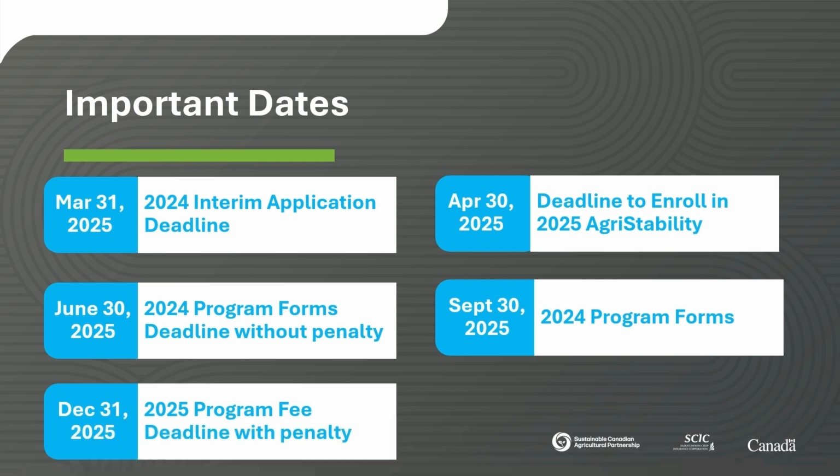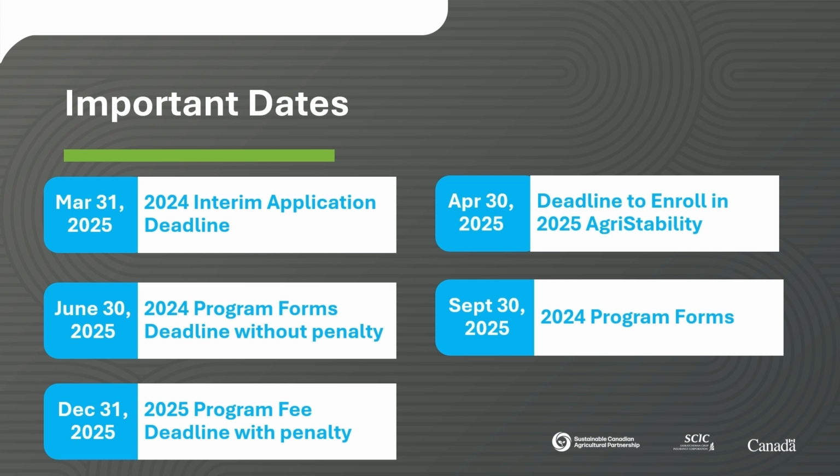Just some important deadlines that we want to highlight. March 31st is the deadline to submit the interim application for the 2024 program year. And again, that application is optional. April 30th is the deadline to enroll in the AgriStability program for the 2025 program year. If you're new to the program or have been out for more than 4 years, you can request a new participant package by this deadline. And also, it's the deadline to cancel participation in the program year. You'll need to pay your program fees without any kind of penalty by April 30th.